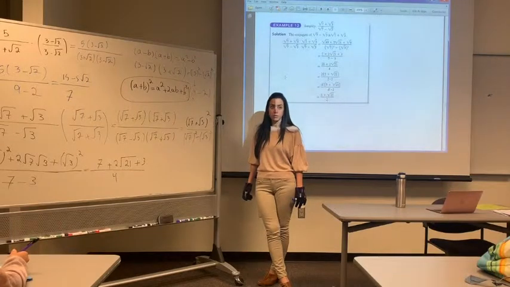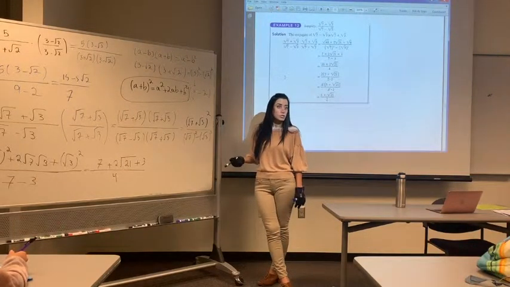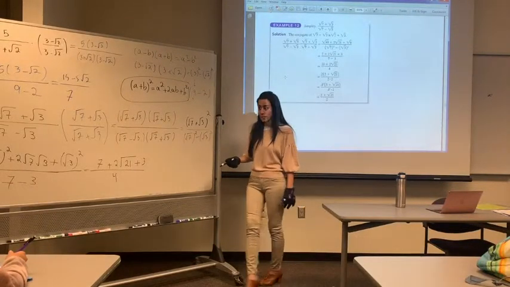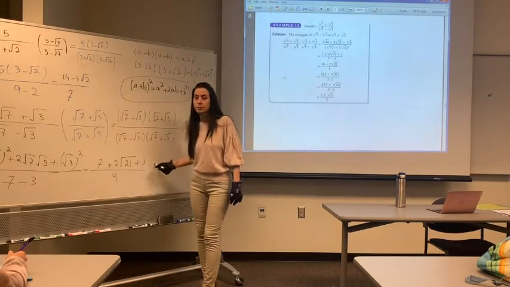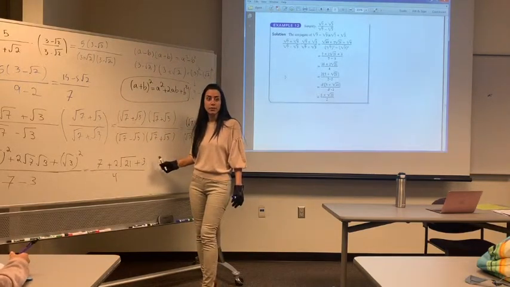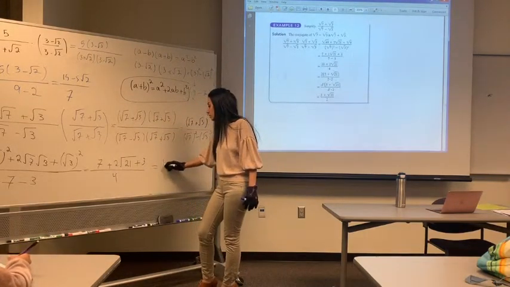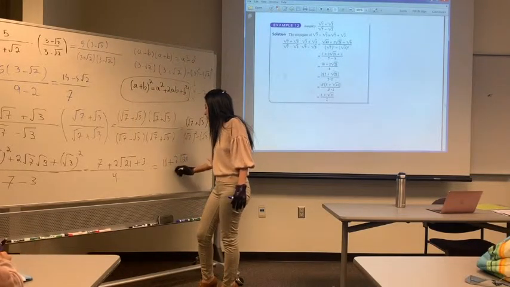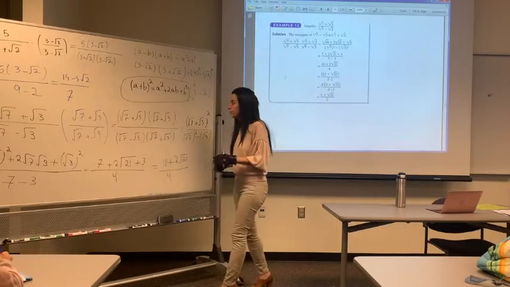Okay, so on top of this fraction, there are 2 like terms. We can add them, right? 7 and 3 is 10. Plus 2 radical 21, divided by 4.